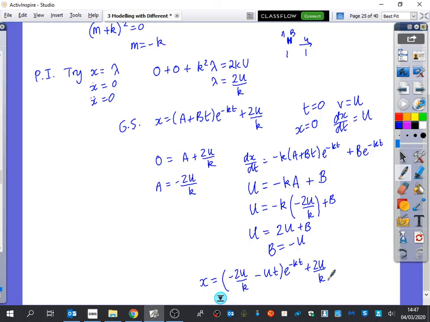Is that what the book says? x equals minus 2U over K minus Ut e to the minus Kt plus 2U over K. Yep.